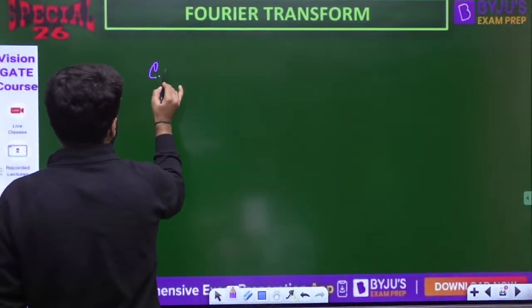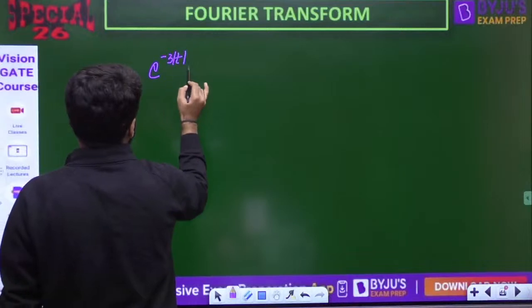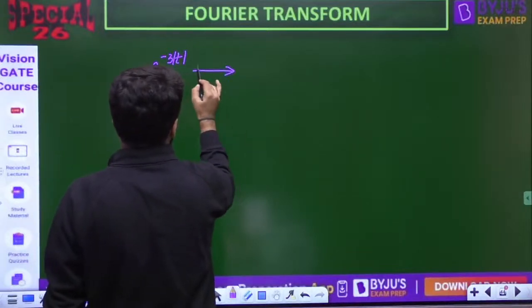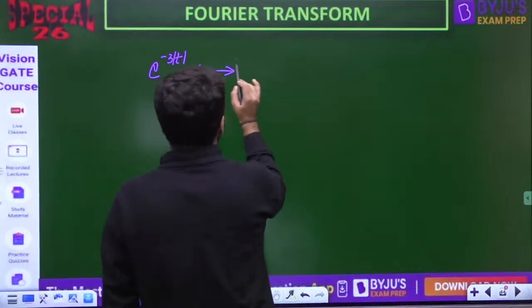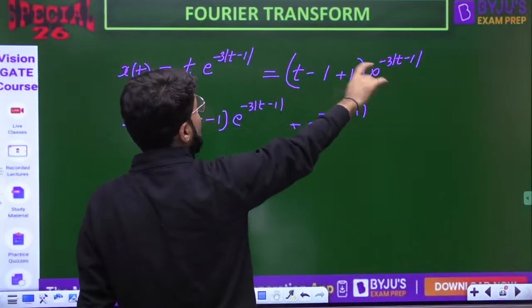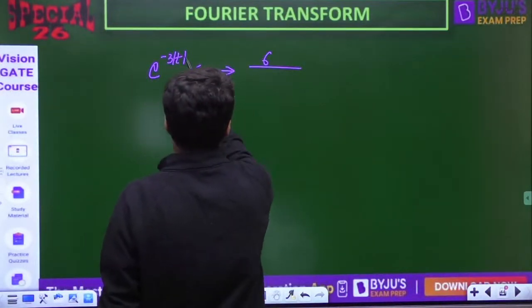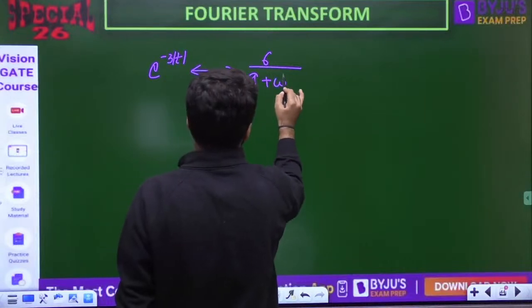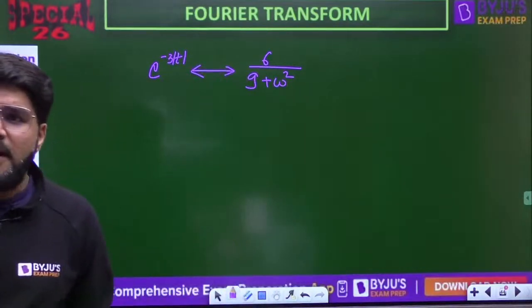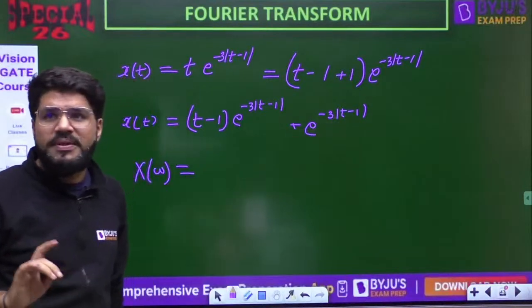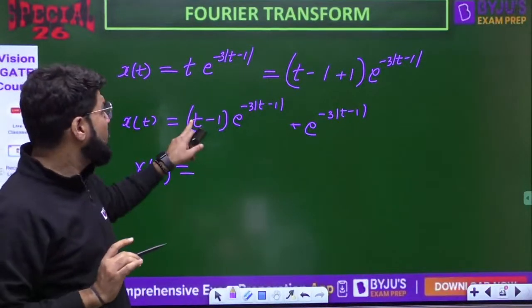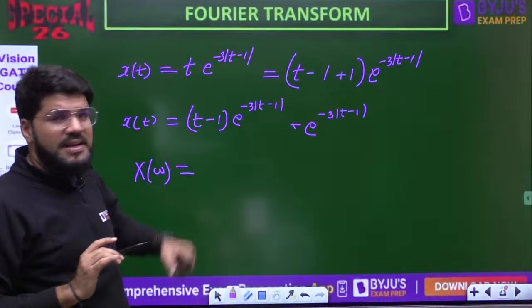Let me start with e power minus 3 mod t. What is the Fourier transform? As per the formula, 2a upon a square plus omega square, so 2 threes are 6 upon 3 square, 9, plus omega square. That is the formula. Now, in one of the terms, I need e power minus 3 mod (t minus 1). That is simple time shifting. And here I want t minus 1, time shifting and t also multiplied.